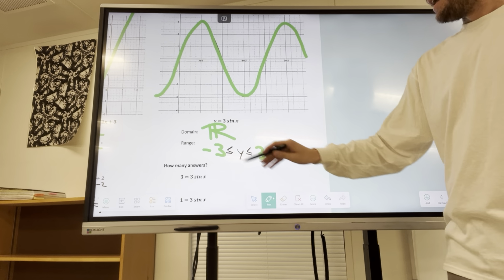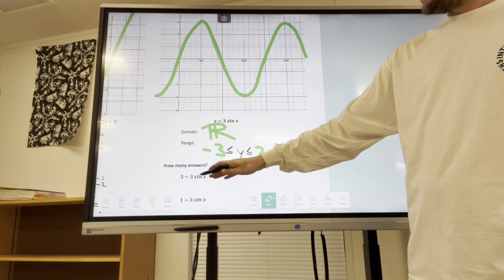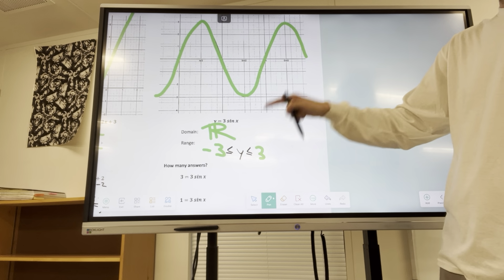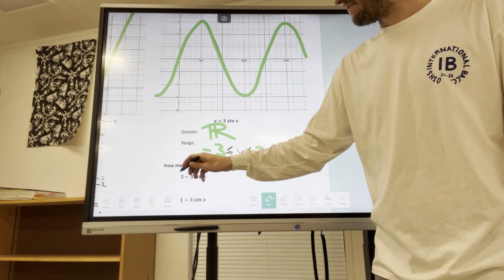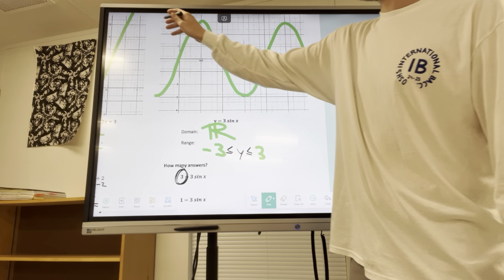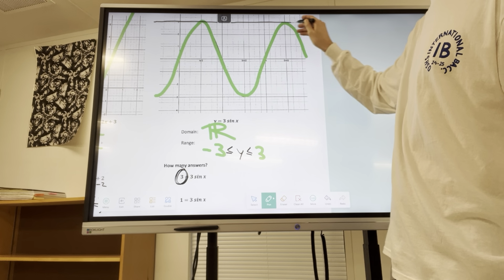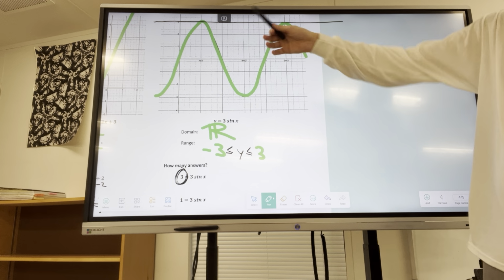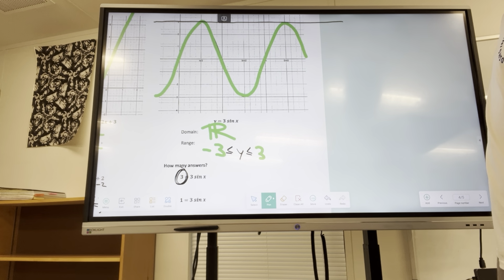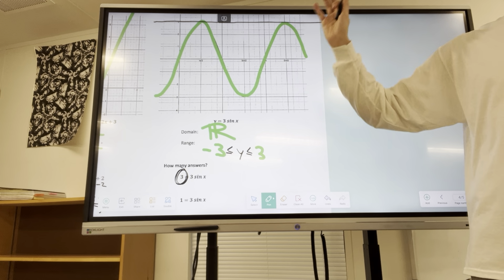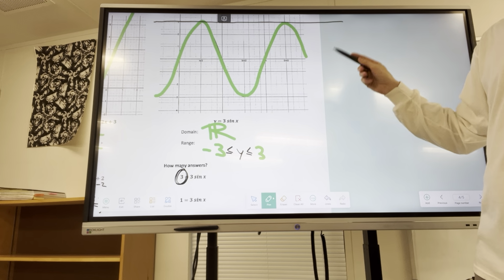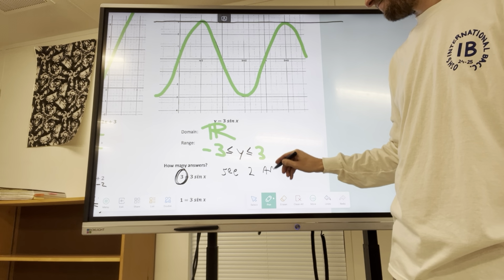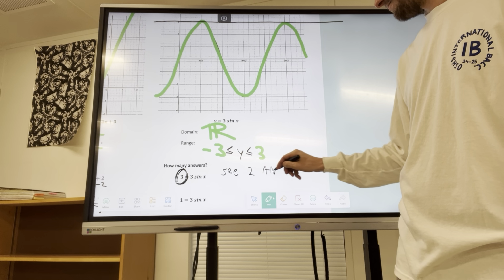All right. This says 3 equals 3 sine x. Well, here is 3 sine x. And so when it says 3 equals 3 sine x, this first 3 is the y value of 3. How many answers should we have? We should have an infinite number of answers. If they're talking about just what we can see, we can see 2 answers.